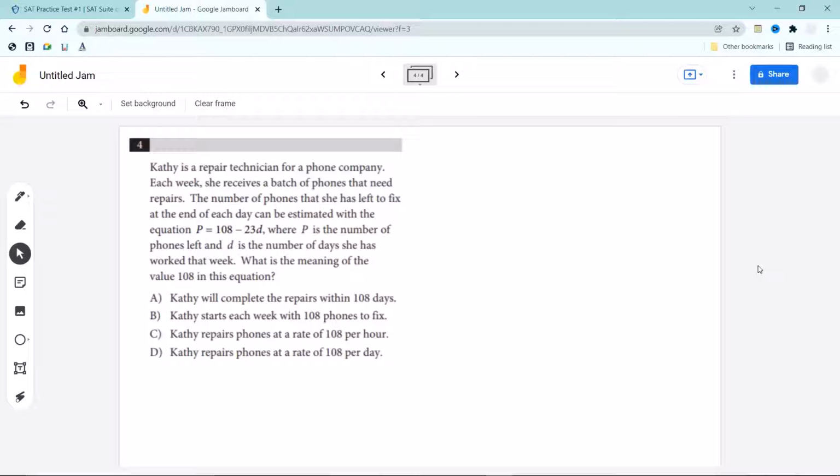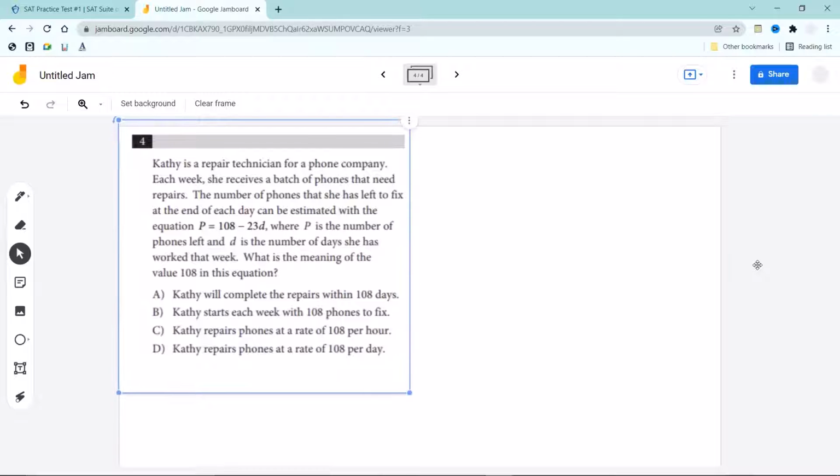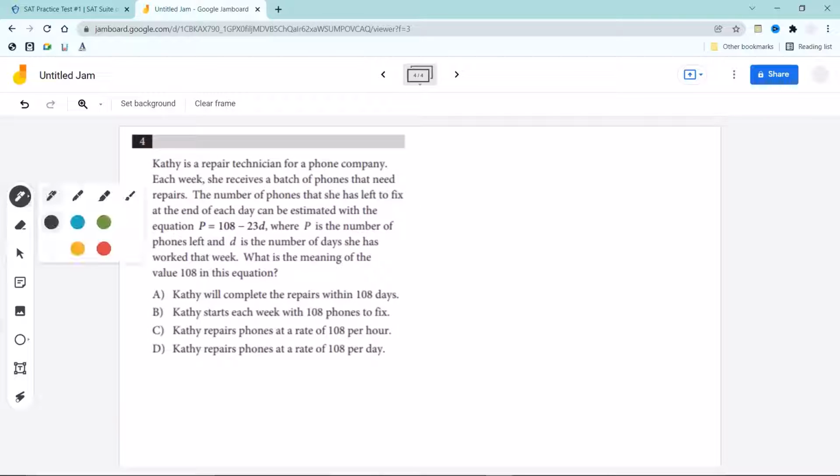So how do we figure this out? We kind of have to look at the answer choices to know, right? Because it does mean one thing, but the easiest way to approach this problem is just to look at the answer choices and see what makes logical sense. So let's take a look at A. Let's rule out answers. It says Kathy will complete the repairs within 108 days.